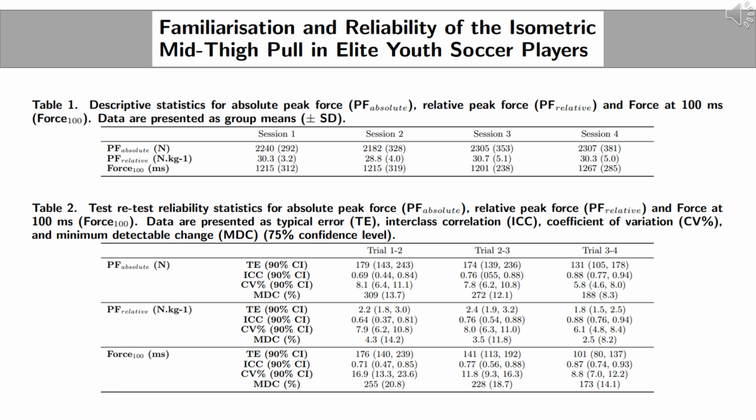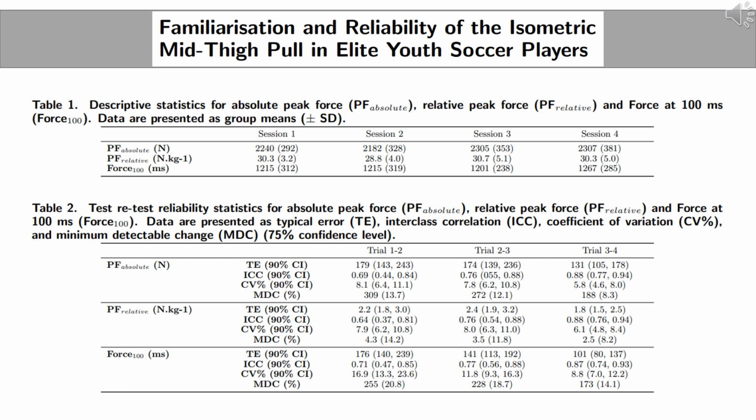Now, table 2 here shows an array of different reliability data for these 3 different metrics. We can see that we've got typical error, ICC, CV percentage, and minimal detectable change. And this is, of course, between session reliability done in the exact same way that we did for our Nordic hamstring exercise. So this was looking at session 1 versus session 2, then session 2 versus session 3, and session 3 versus session 4.